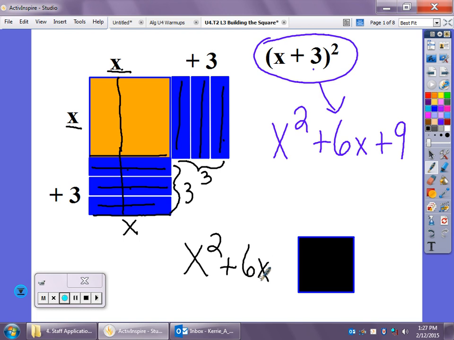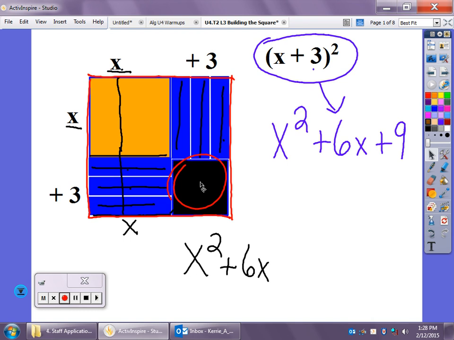Now to continue the pattern and make one whole large square, I need to fill in this blank piece right here, so I'm going to fill it in with a square. If you remember from a minute ago, we said that this was 3 inches because each one of these is an inch. So if I want to find the area of this square, I would do 3 times 3, which is 9. So that is where we got the 6 and the 9. Let's look at another example.